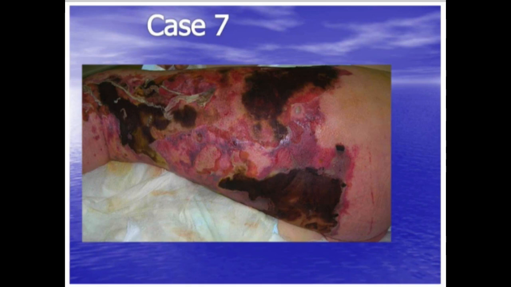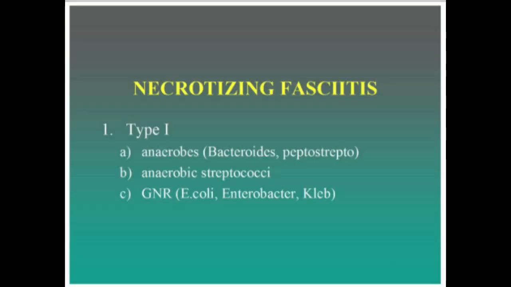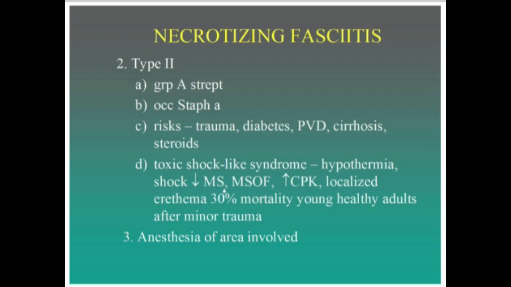There are grossly two types of necrotizing fasciitis. Type 1 is usually polymicrobial, in which you can have Bacteroides, Peptostreptococcus, and gram-negative rods, including E. coli, Enterobacter, and Klebsiella. And type 2 is usually due to group A streptococcal. Of course, risk factors include trauma, diabetes, and cirrhosis.